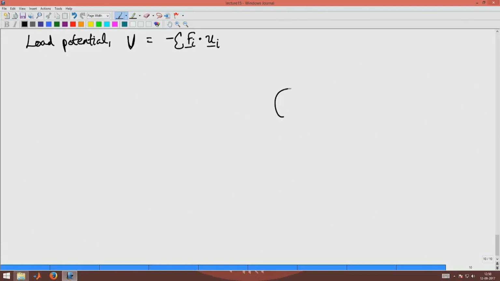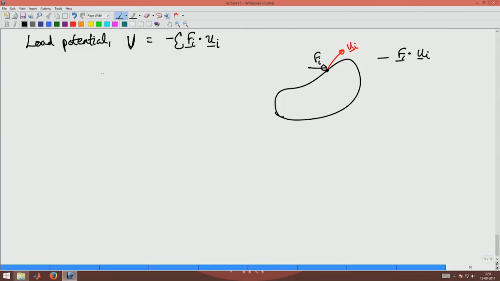So, for example, if I have a body with a force F applied at this point and this point displaces by u, then it is the work done by this force for it to displace by that distance u. So, the load potential is the negative of F dot u. That is a scalar, that is, you are projecting F onto u, the displacement in the direction of the applied force.